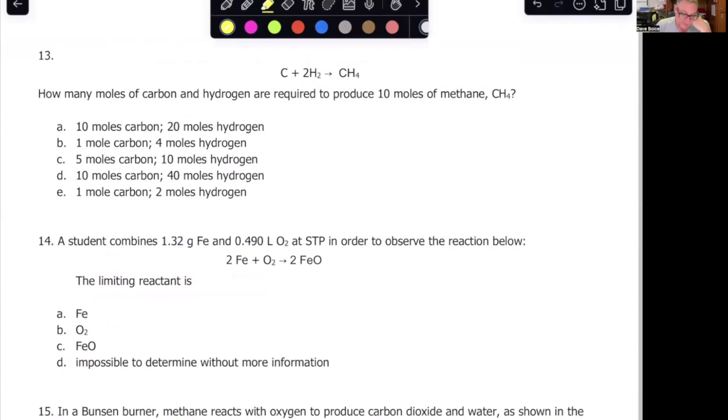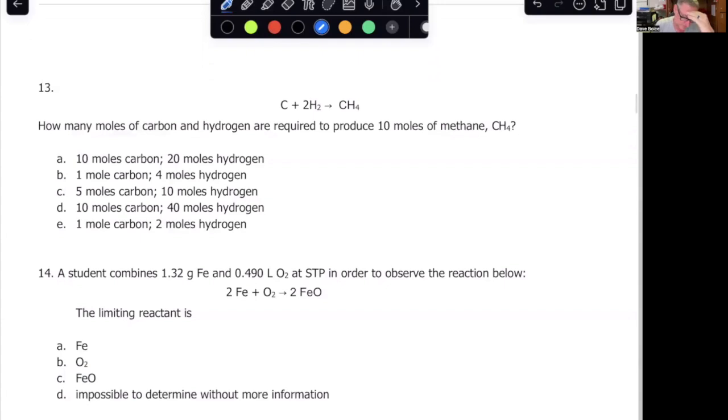Okay, trust me, we're getting pretty close. I know this is a long one. This is definitely the longest unit. This question is way easier than it looks.